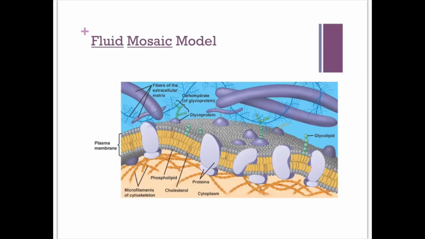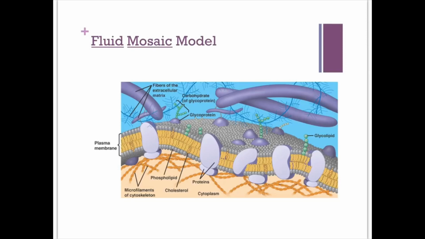The plasma membrane is known as a fluid mosaic model. First I'm going to talk about why it is called a mosaic. Looking at the plasma membrane, it is not just phospholipids. There's a mosaic of other molecules in there. For example, there are proteins embedded in the plasma membrane.